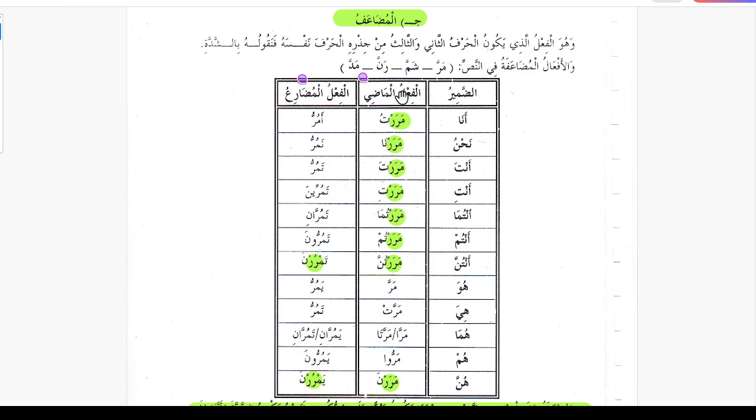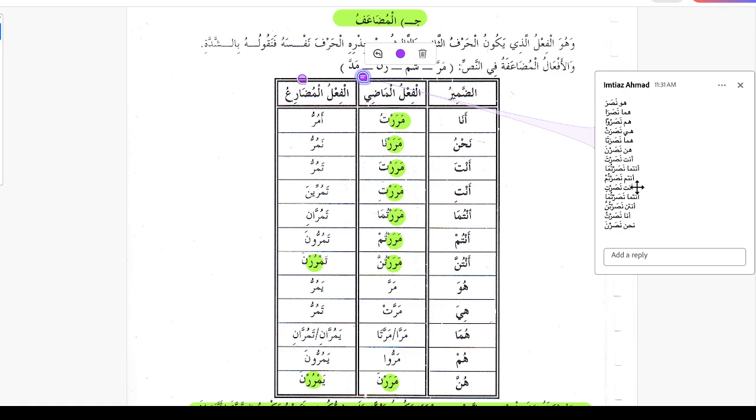Now let's take our same examples and use marra here. So huwa, here we can see huwa marra, huma marra, hum marru, hiya marrat, huma marrata for feminine, hum marru, hunna, hunna here is mararna.